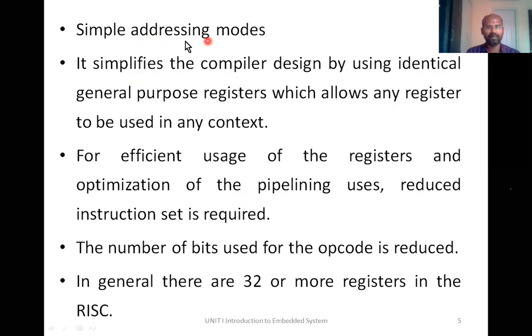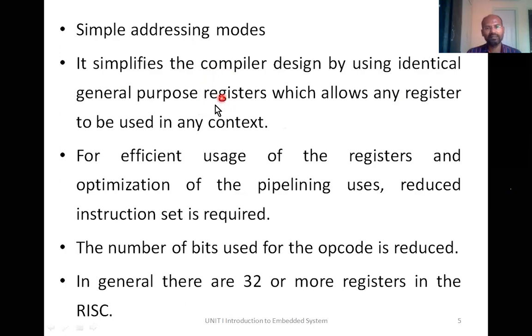We have a separate topic called addressing modes. While talking about the instruction set, we talk about these addressing modes. RISC uses simple addressing modes, whereas CISC has many more addressing modes, while RISC has a maximum of 4. It simplifies the compiler design by using identical general purpose registers, which allows any register to be used in any context. This we will see later.